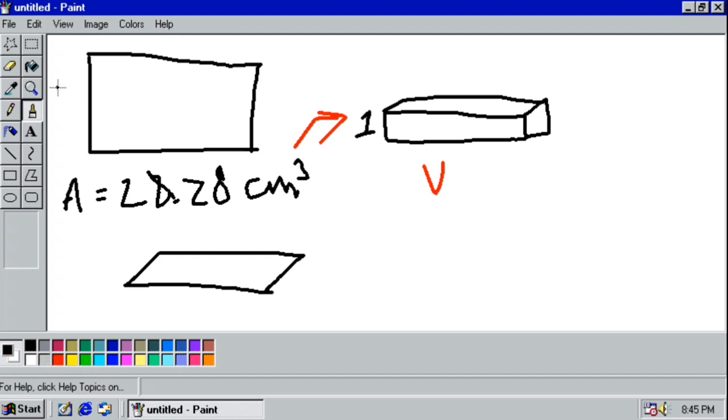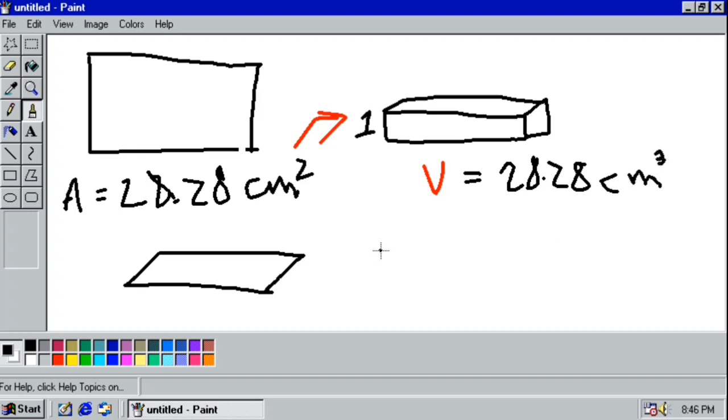So 28.28 square centimeters, since this is the area. We're talking about the area. So this is square. So the volume, 28.28 times 1, is the same, 28.28. Since this is now the volume, we will put cubic centimeters.